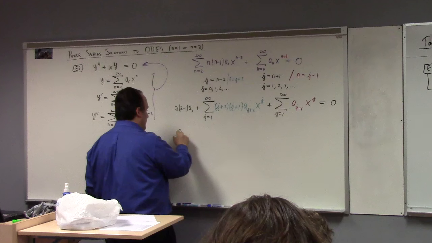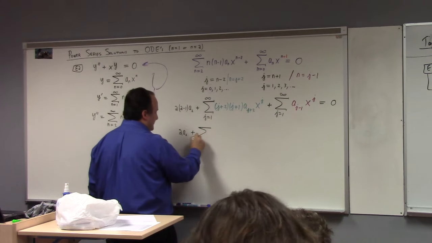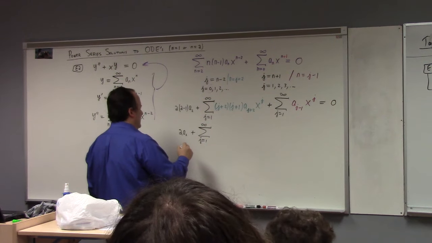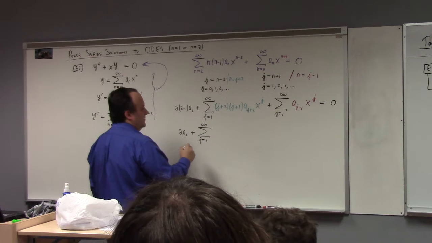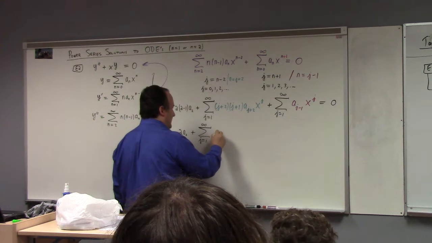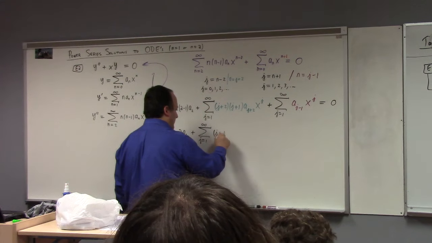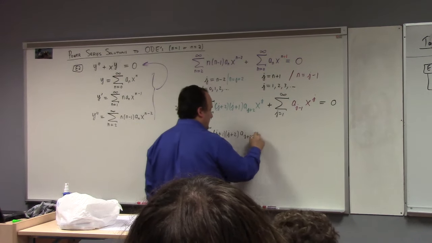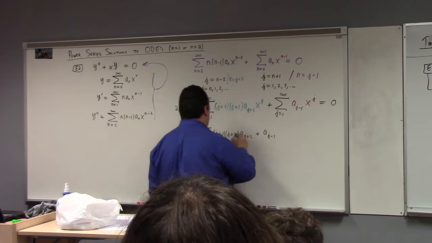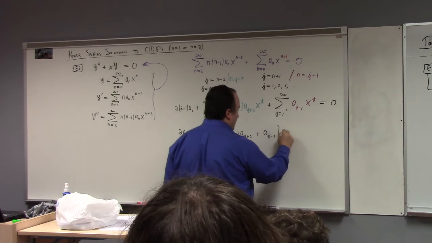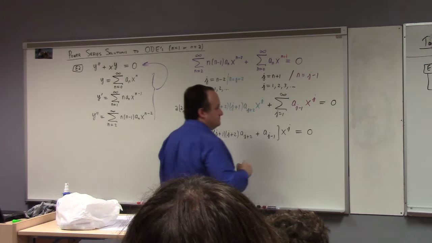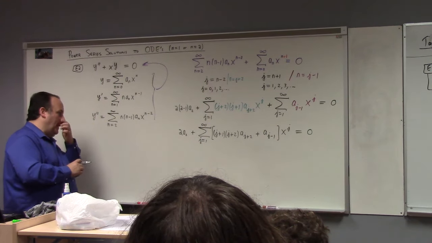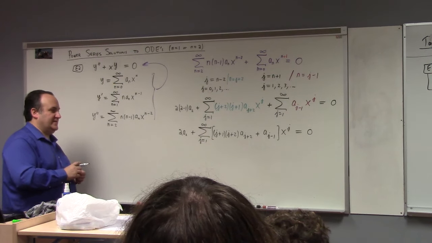Let's see here. So 2a2 plus the sum j equals 1 to infinity. And then we've got ourselves, I'll write it, j plus 1 times j plus 2, a sub j plus 2, plus a sub j minus 1, all times x to the power j, equals 0. So what do I learn from all this? What does this tell me?